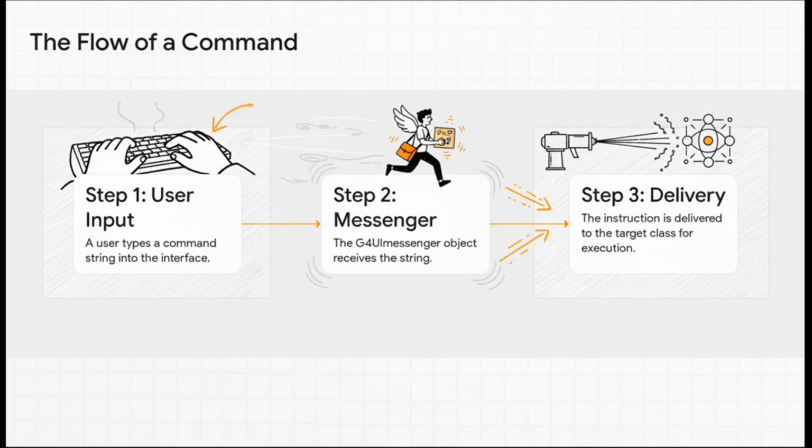So the whole flow is actually super simple. You, the user, type a command. The messenger, which is always listening, grabs it. Then it delivers that command to the right destination, let's say the particle gun, and that part of the code carries out the instruction. It's just a clean, direct line of communication.